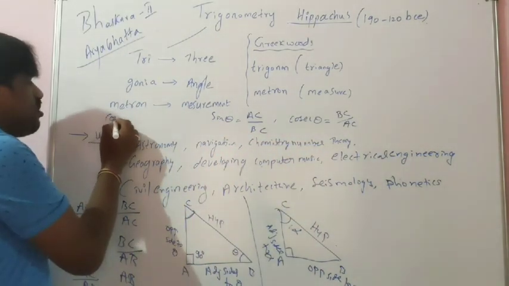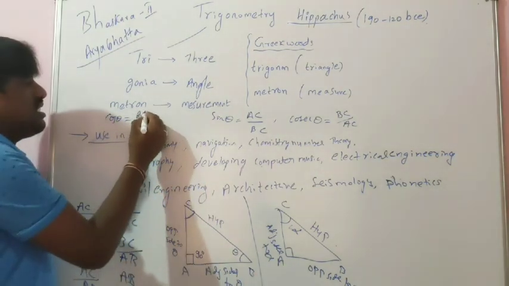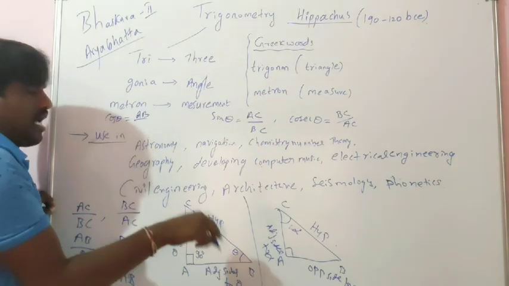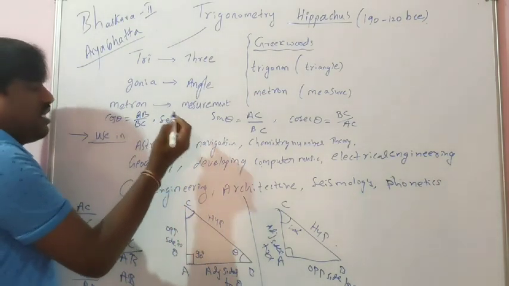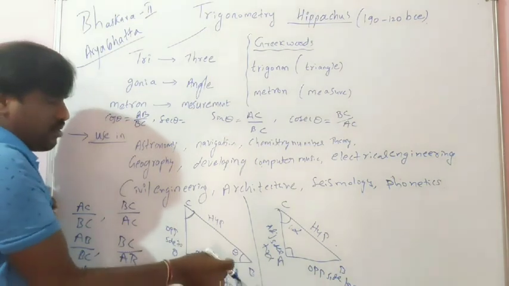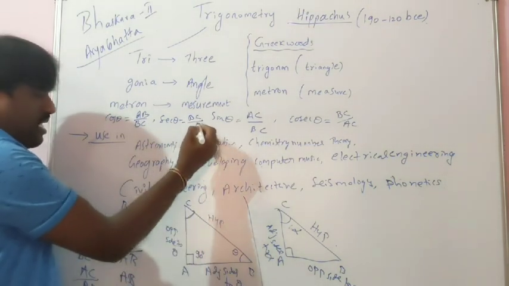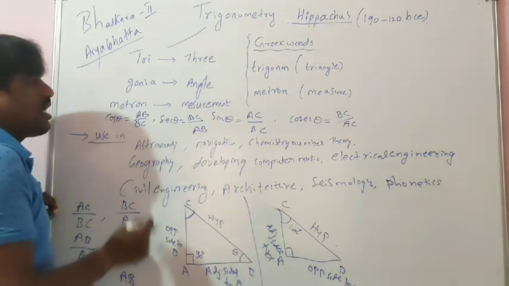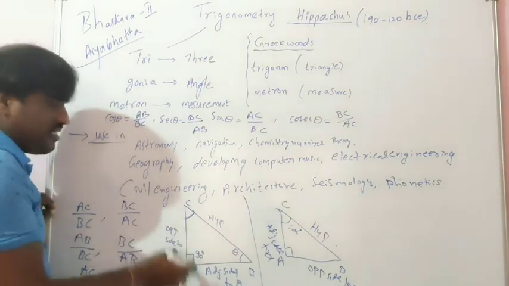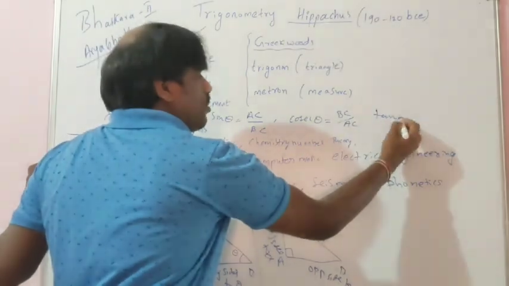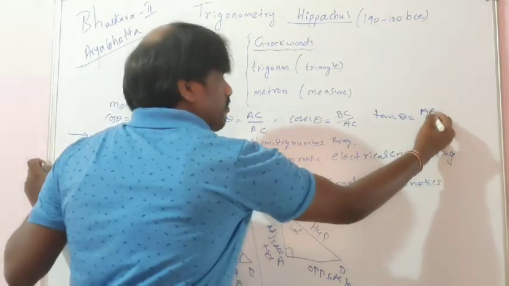What is cos theta? Cos theta is equal to adjacent by hypotenuse, adjacent that is AB, the side adjacent to theta, by hypotenuse that is BC. So cos theta is AB by BC, and sec theta is equal to what? Hypotenuse by adjacent, that is BC by AB. Okay, sine you got, cosec you got, cos you got, sec you got. What is left here? Tan. And tan theta is equal to opposite by adjacent, that is AC by AB.